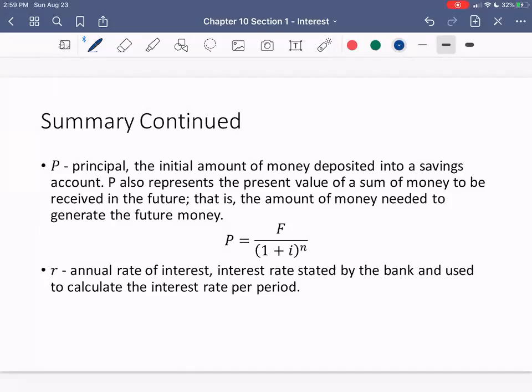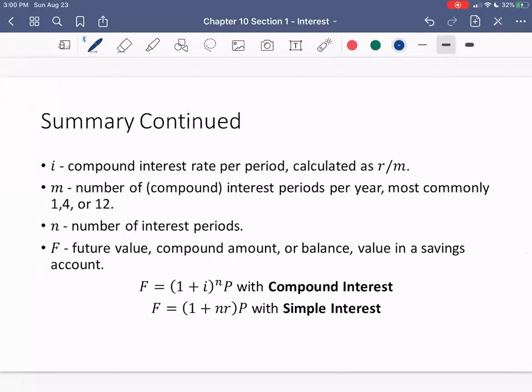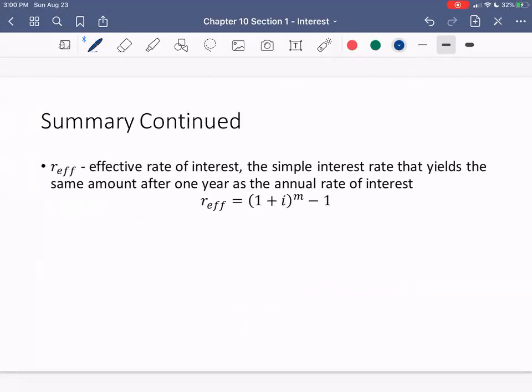P is our principal. R is our annual interest rate. I gave you the formula for how to find your principal and future balance. Our I is the compound interest rate, or we could also say R over M. M is the number of times per year. N is the number of interest periods. F, again, is your future value. And notice how I put your future value. It talks about your compound interest or your simple interest, right? They're 2 different formulas. And then lastly, you have your effective rate of interest. It's the simple interest rate that yields the same amount after 1 year as the annual rate of interest. And there's your other formula.